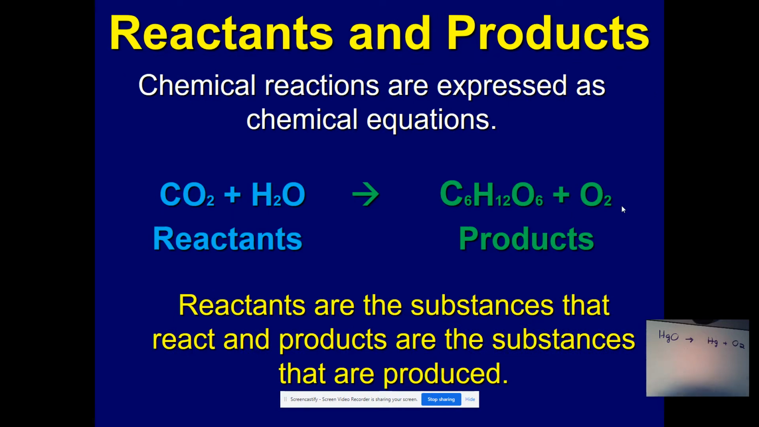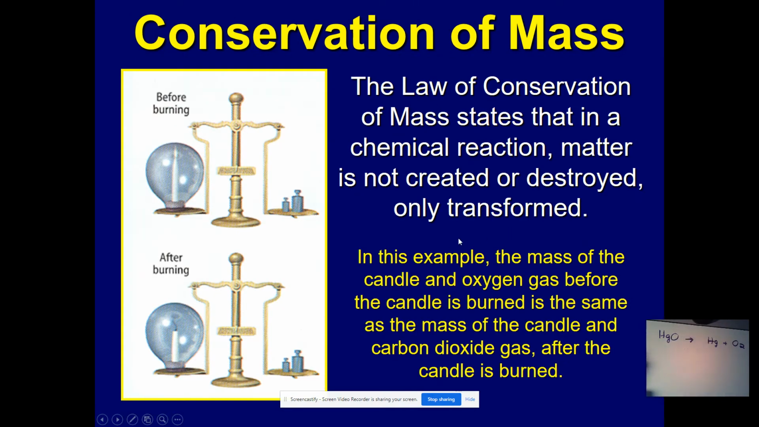Now, we represent chemical changes with chemical equations. In a chemical equation, we have reactants on the left-hand side and products on the right-hand side. In this chemical equation, carbon dioxide and water are going to react to produce glucose and oxygen. So these are our reactants, carbon dioxide and water, and our products are glucose and oxygen.